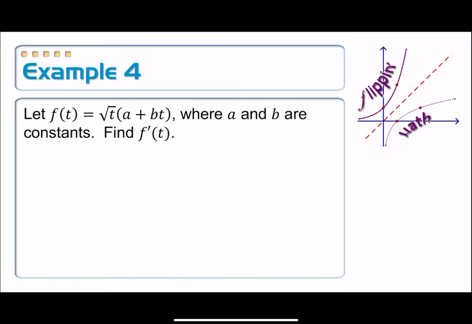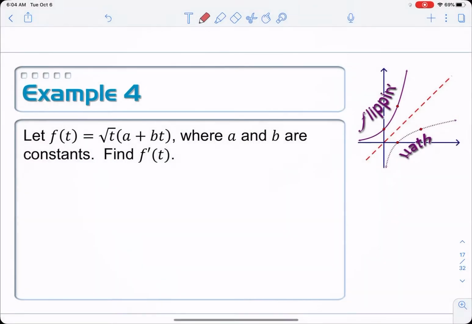For example 4, let f of t equal the square root of t times a plus bt, where a and b are some kind of constants. We want to find the derivative of f. Well, notice, of course, that we have a product of two functions here, so it makes sense that I should use the product rule.